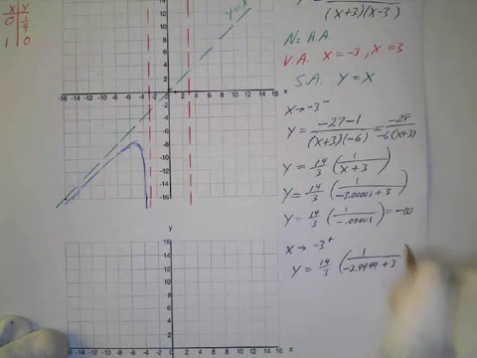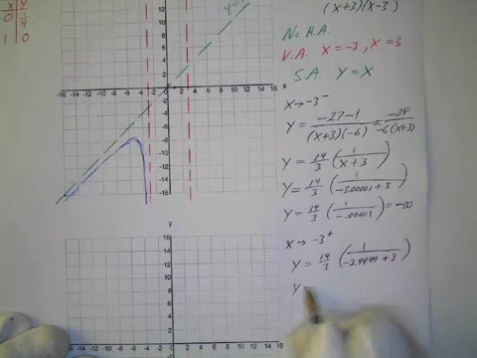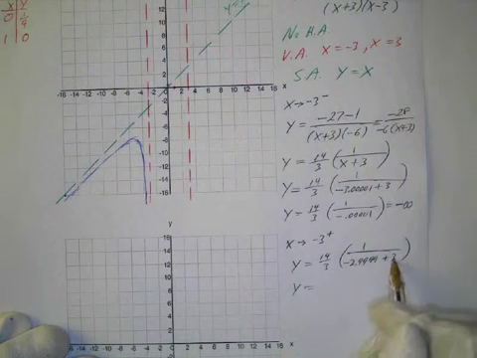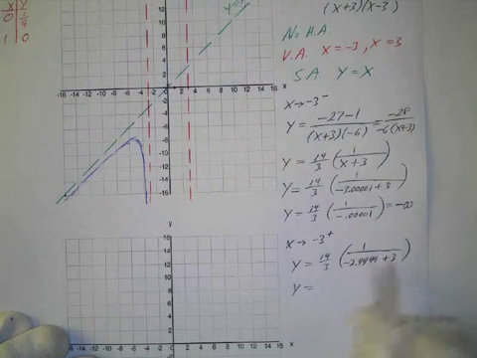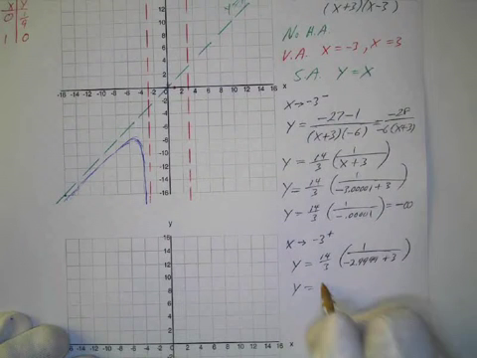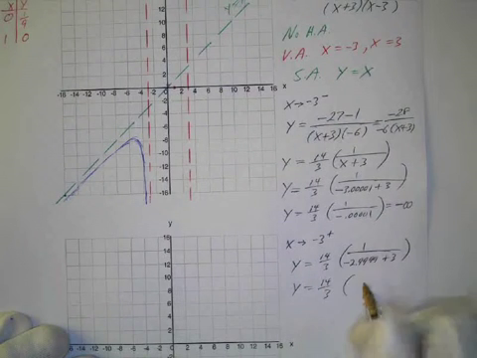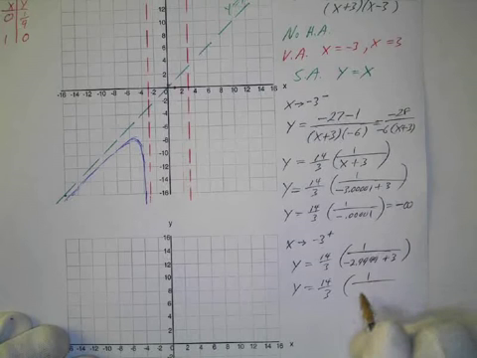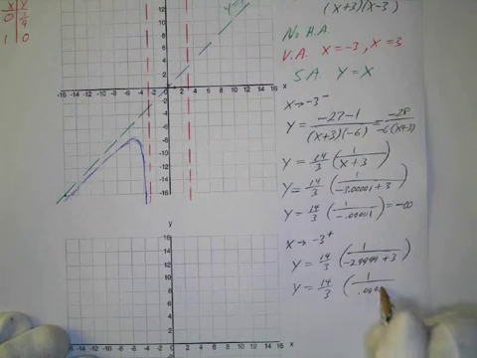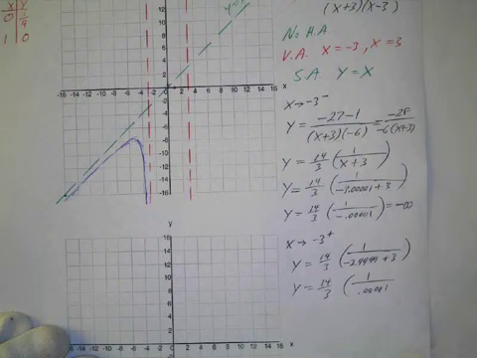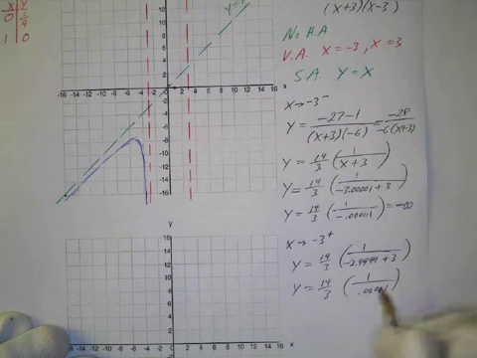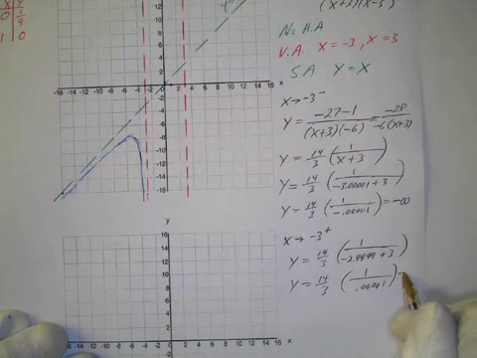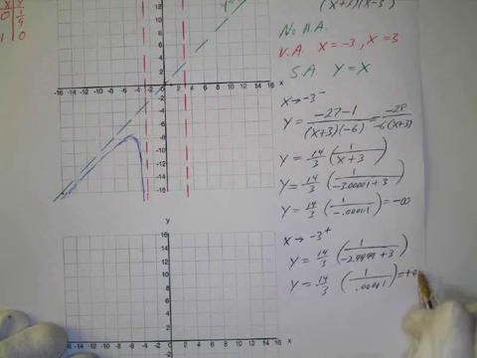Plus 3. So that's going to be y equal to, and this is just going to be positive because this is bigger than 2.99, so I'm going to have 14 over 3. And that's going to be 1 over positive 0.00001, something like that. And that's going to be positive infinity. So it looks like I'm starting up here.